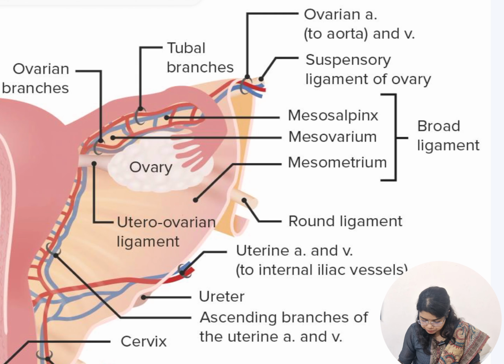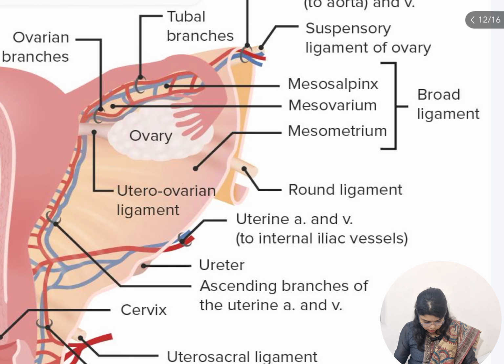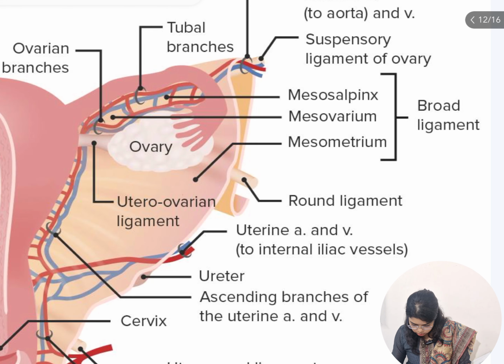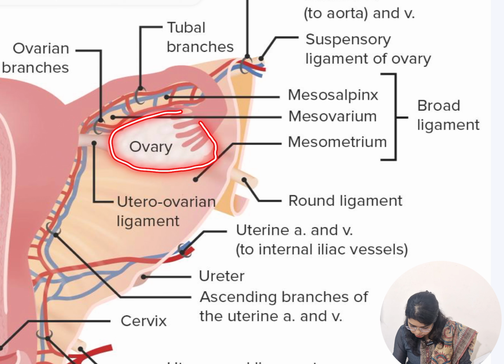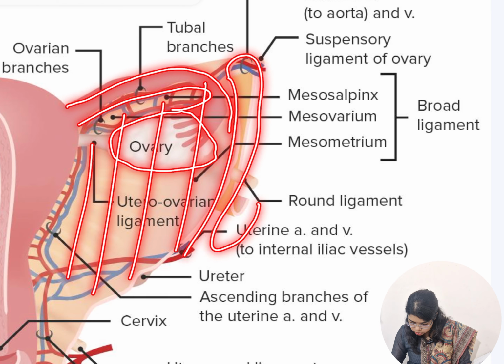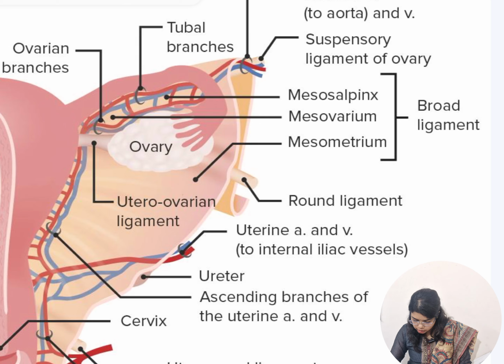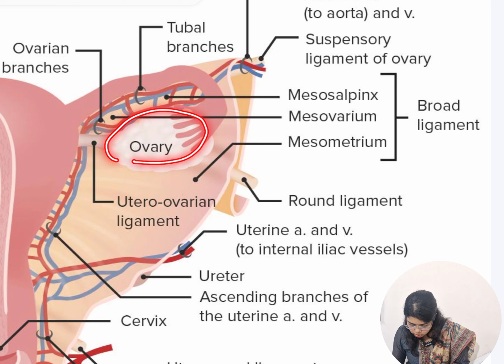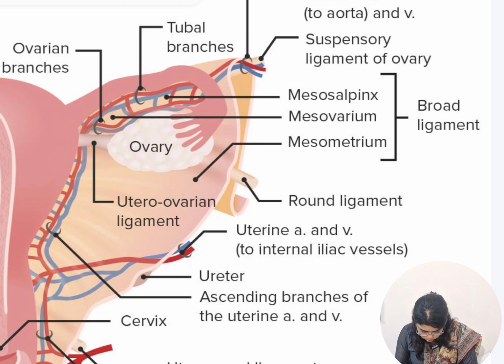See, first the relation. This is the ovary, present here. This is the fallopian tube, and this is the broad ligament. Anteriorly it is the anterior leaf of the broad ligament, and posteriorly it is the posterior leaf of the broad ligament. Where is the ovary present? Here it is present. See what structures are anterior and what are posterior.